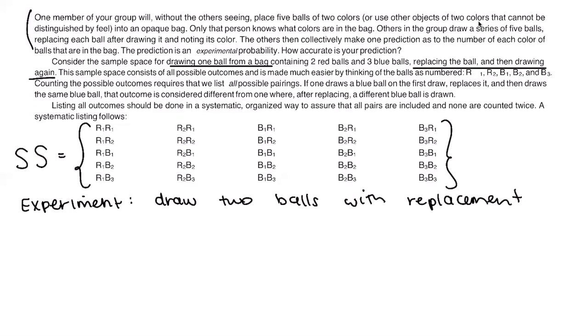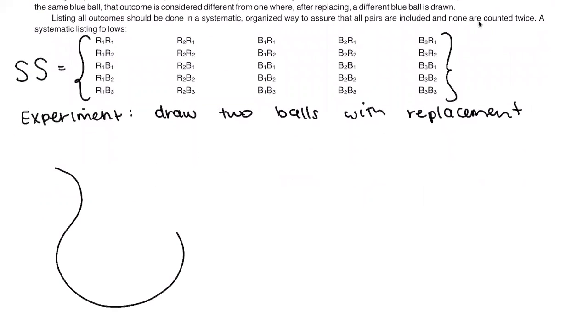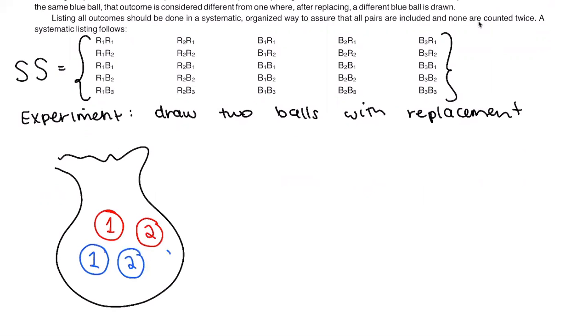Now, I personally do much better with a picture, and I'm going to draw a fabulous bag. There you go, there's my bag. And then we have 2 red, 1, 2, and they're numbered. And then 3 blue, 1, 2, 3. Now, this bag, very precise. Everything has a color and a number, but you can't feel any different. They all look very similar. And you shake up this bag and you pull one out.